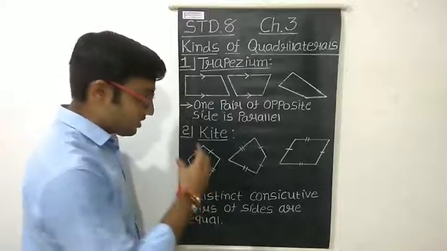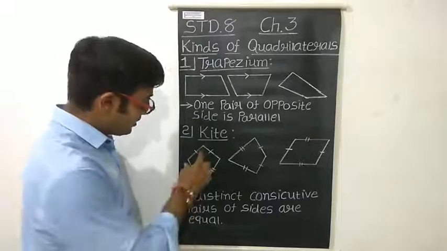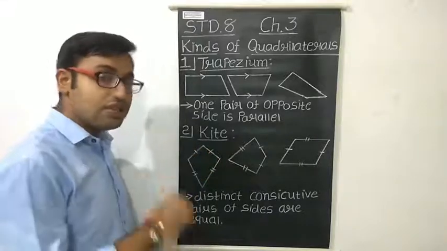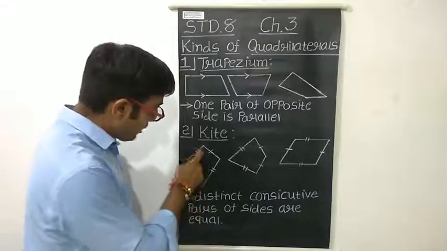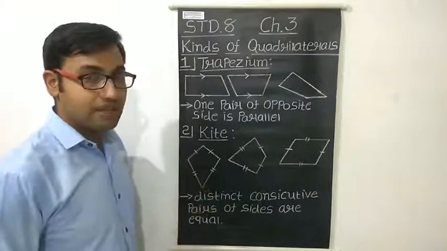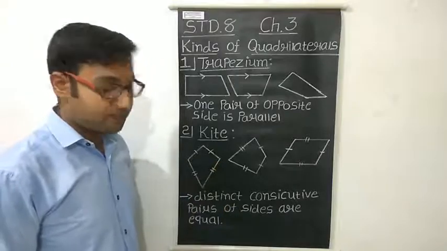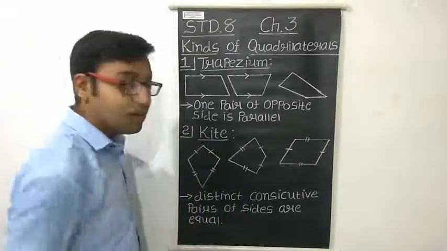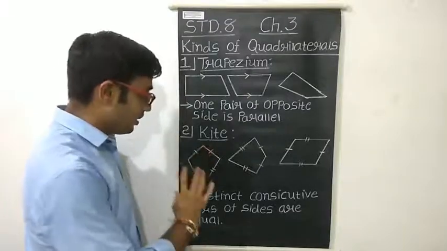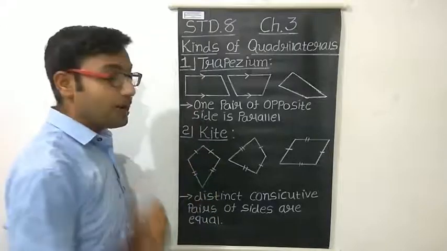Consecutive means the side which comes after this side. Consider this side, then this side, both sides are called consecutive sides, right? So these consecutive sides are equal and these two consecutive sides are equal. But notice that these two sides are not equal. That is why it says distinct consecutive pairs. Distinct means these two are equal and these two lines are equal. So this is the property of the kite.